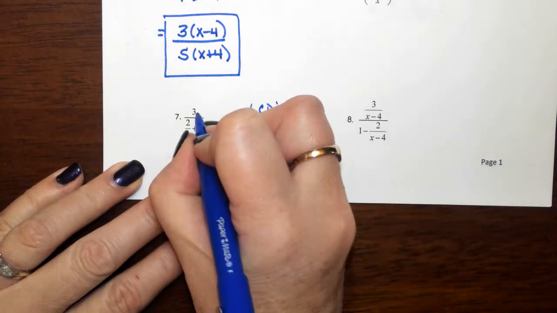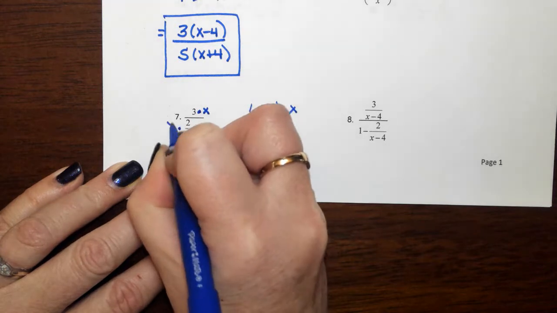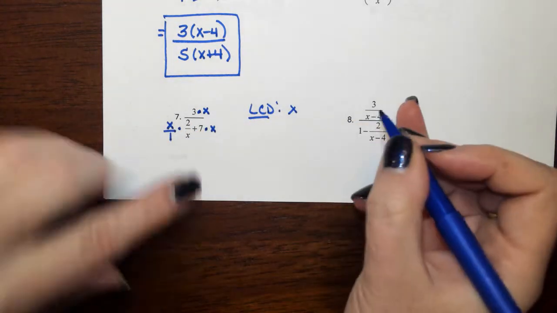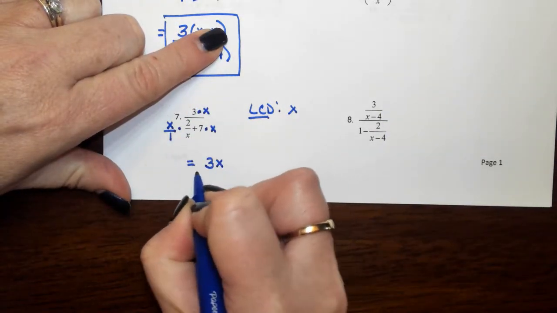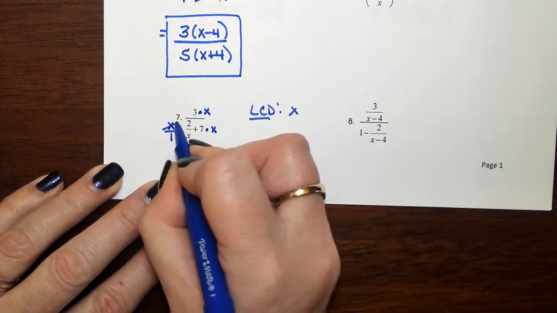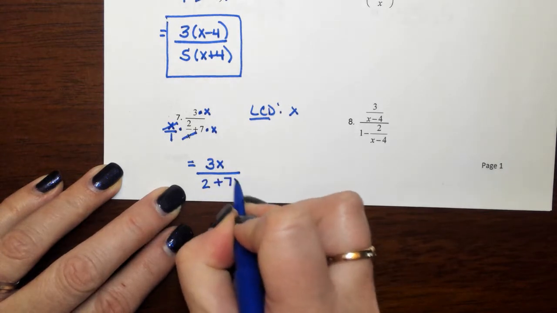So what you're going to do is multiply everything by x because you want to keep your fraction equivalent. Remember, this x is actually a fraction over 1. So when you multiply 3 times x, that gives you a 3x over 2 over x times x over 1. The x's cross out, and you're just left with a 1 times 2, which is 2, plus 7x.